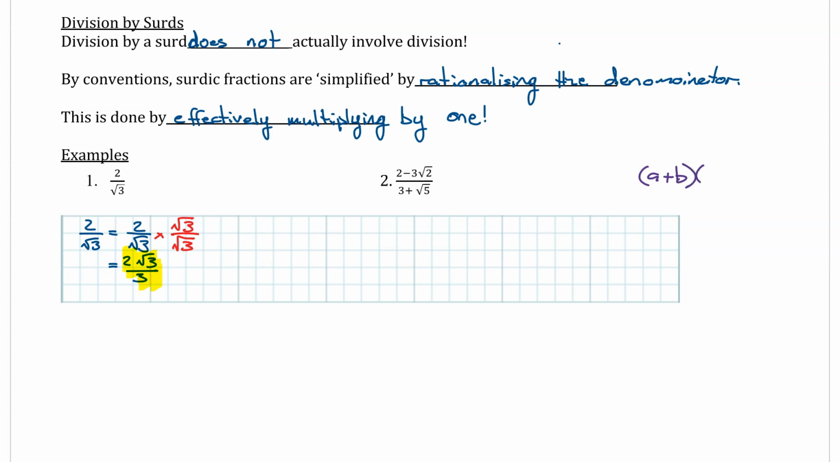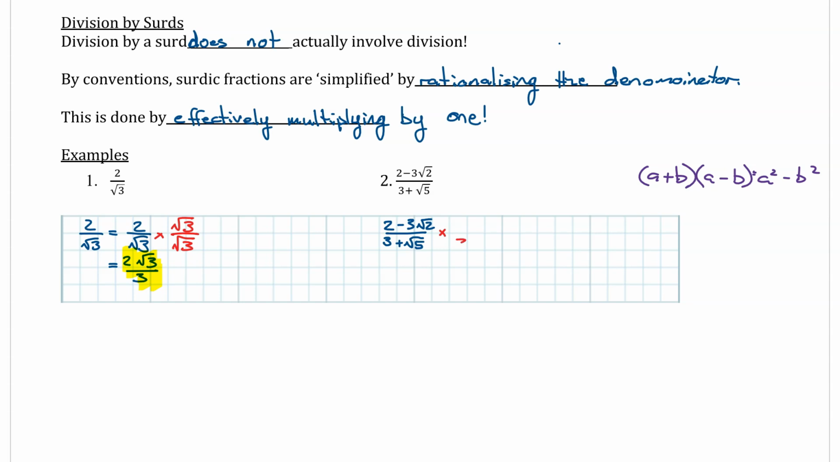So a plus b, if you do the difference of two squares, you get a plus b and a minus b, and that will equal a squared minus b squared. So we're going to use this tool to help us make this example more friendly. So our expression is 2 minus 3 root 2 over 3 plus root 5. We're going to take the denominator and do something called conjugate and go 3 plus root 5.